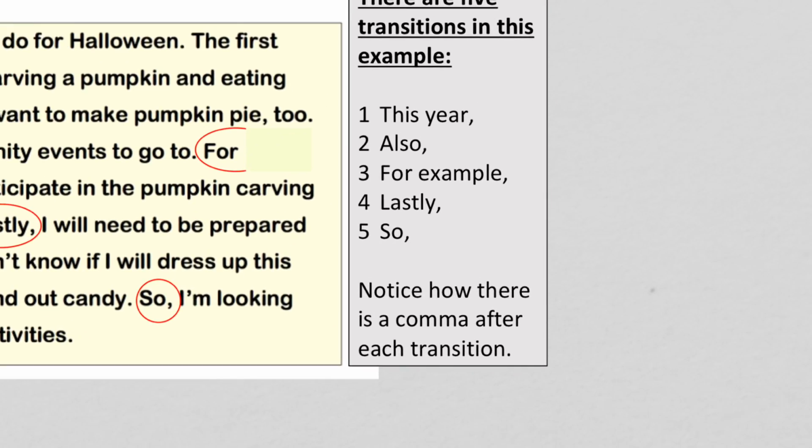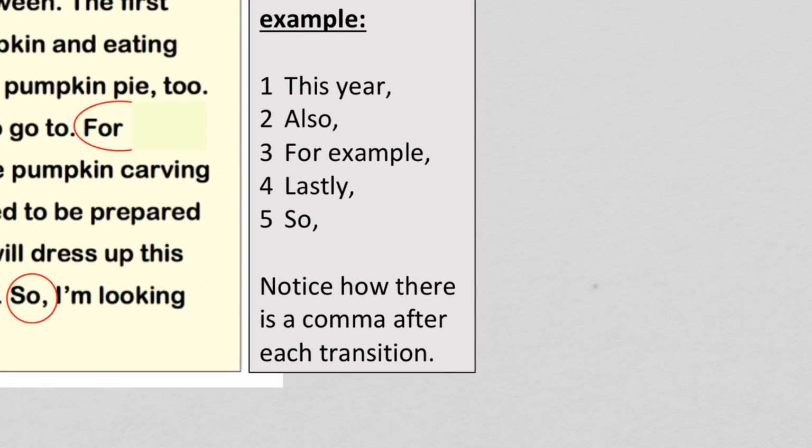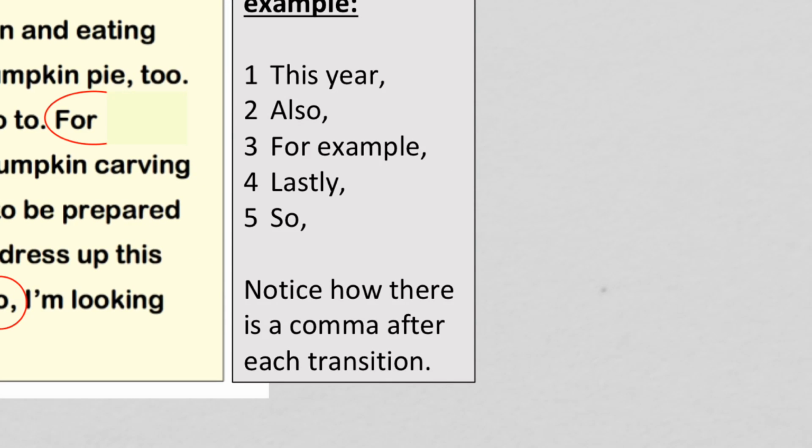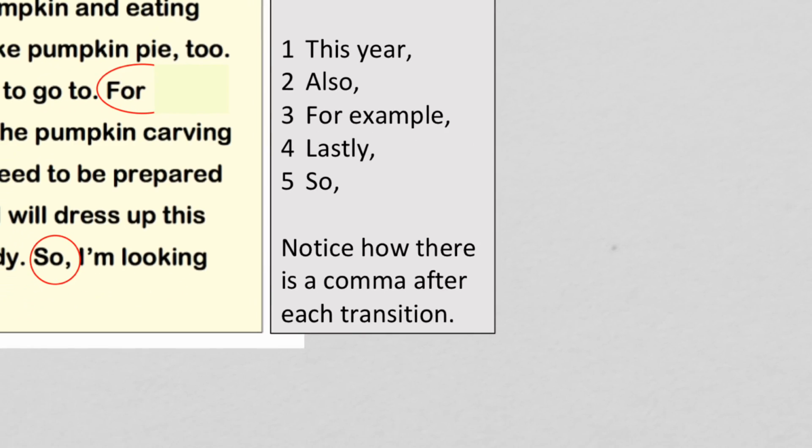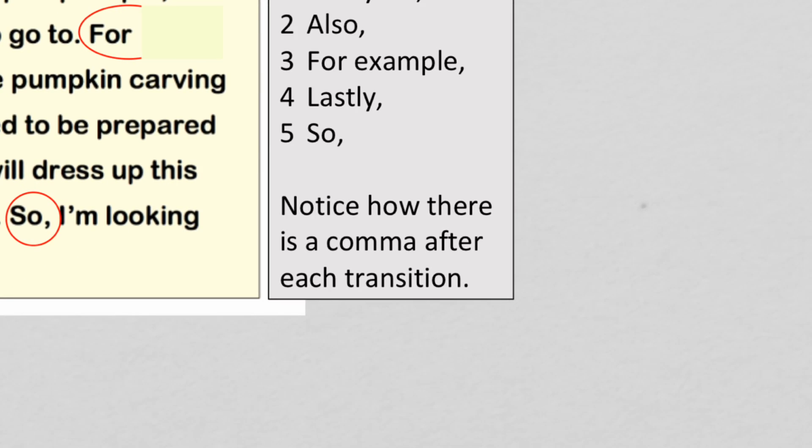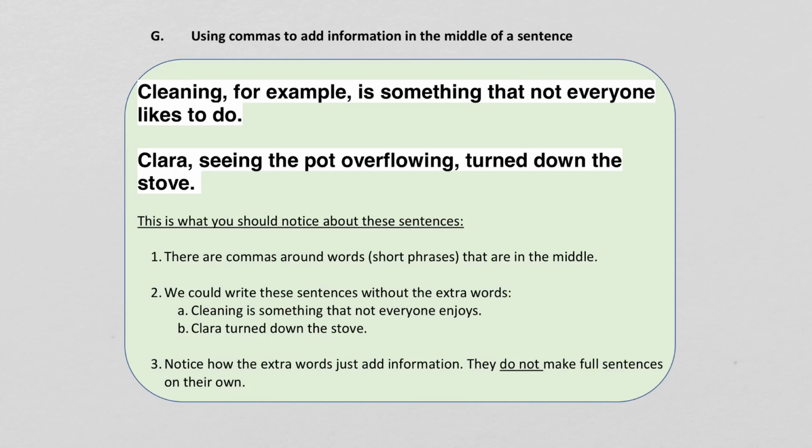So there's 5 transitions in the example that I just read to you, and they are this year, comma, also, comma, for example, comma, lastly, comma, so, comma. Notice how there is a comma after each transition.